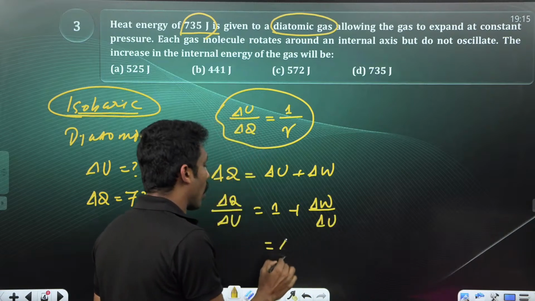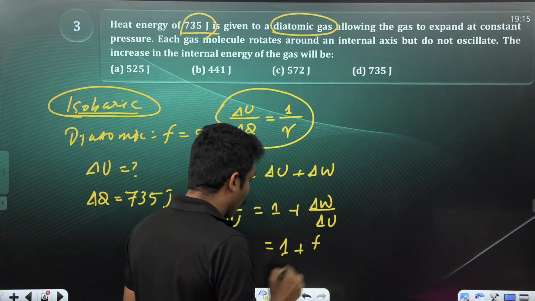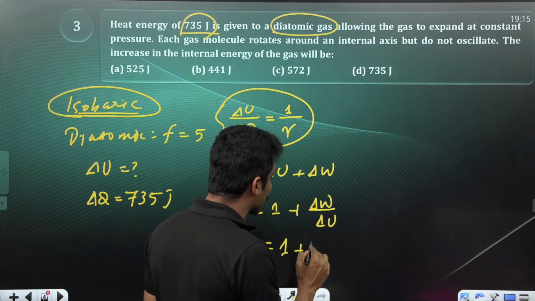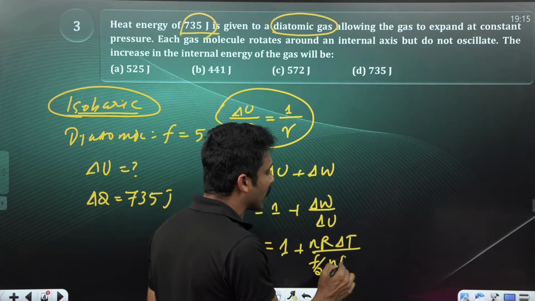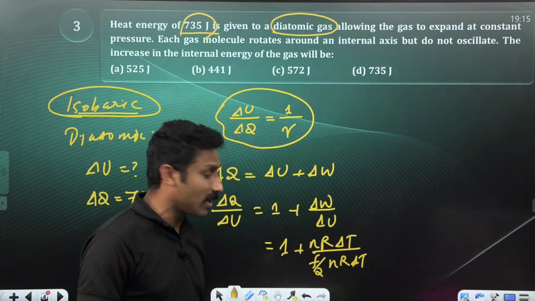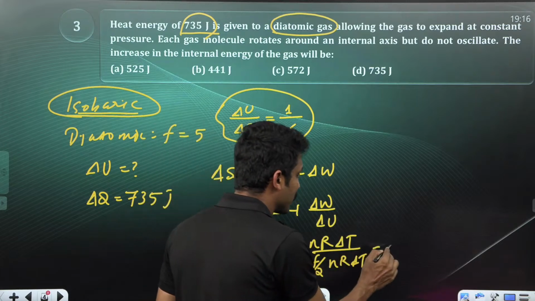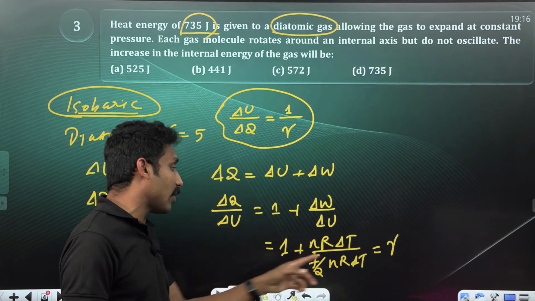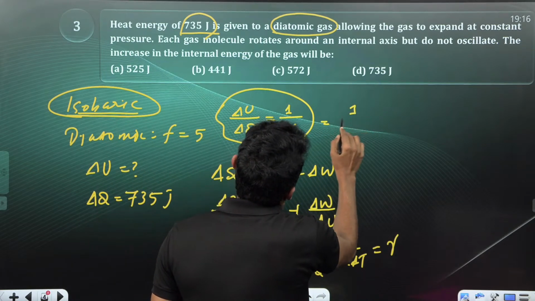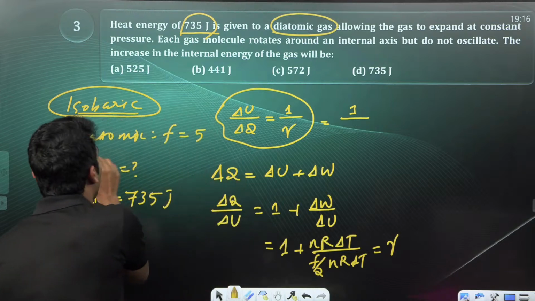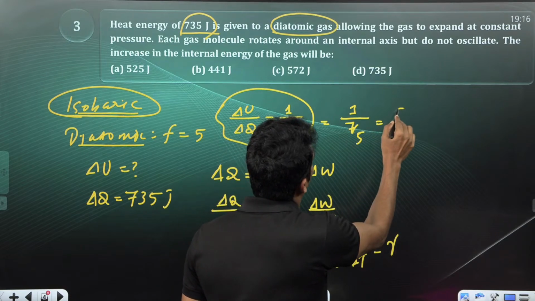Now, dividing all terms by delta U, we get 1 plus delta W divided by delta U. What is delta W? Work done during an isobaric process is nR delta T. So nR delta T divided by delta U, which is f by 2 nR delta T. The nR delta T cancels, and 1 plus 2 by f is gamma only. You understood? Now, delta Q by delta U is gamma, so delta U by delta Q is 1 by gamma. What is the gamma value of diatomic? It is 7 by 5. So 1 divided by 7 by 5 is 5 divided by 7.